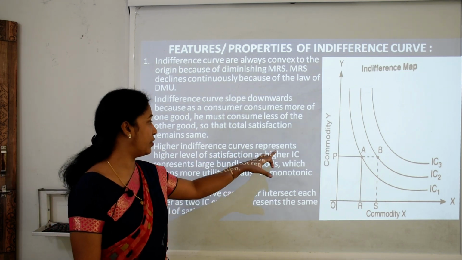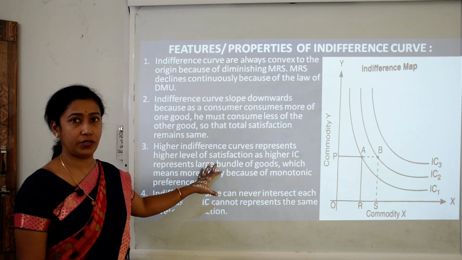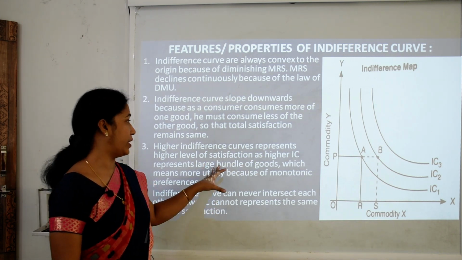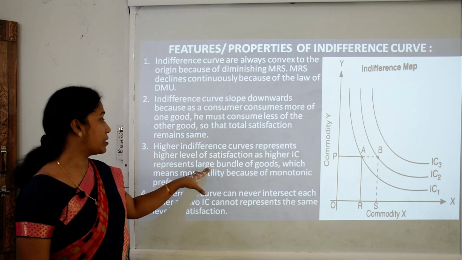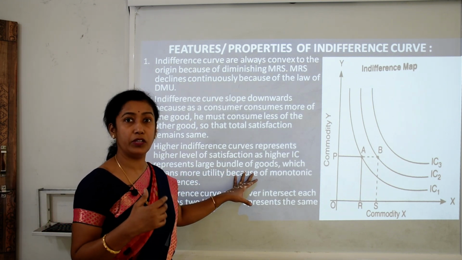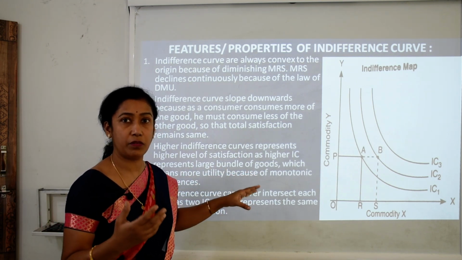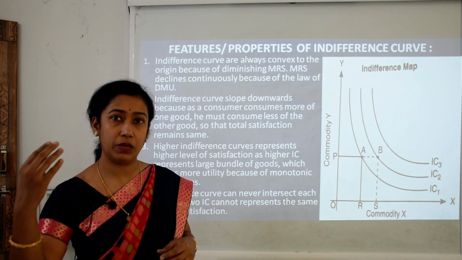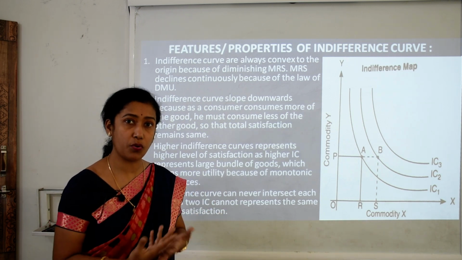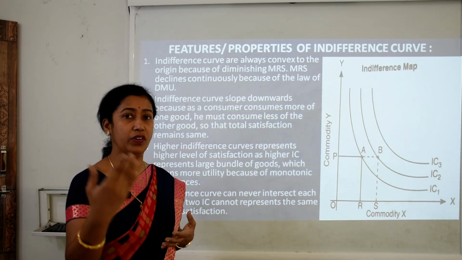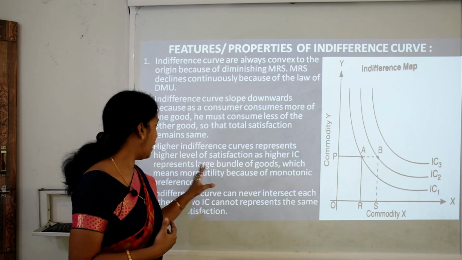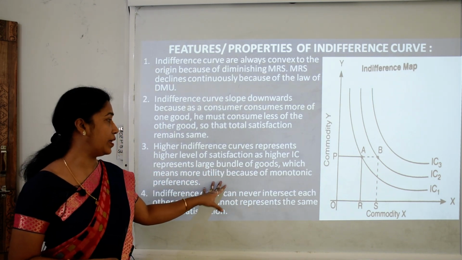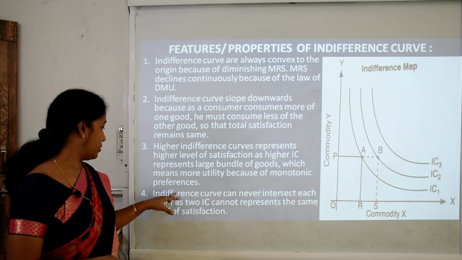A higher indifference curve represents a higher level of satisfaction. That means if the indifference curve is higher, it shows a higher level of satisfaction. It represents a larger bundle of goods, so there can be more combination points: not only A, B, C, D, it can be E, F, G, H, and more combinations. So if the indifference curve is higher, it represents a larger bundle of goods, which means more utility because of monotonic preferences.